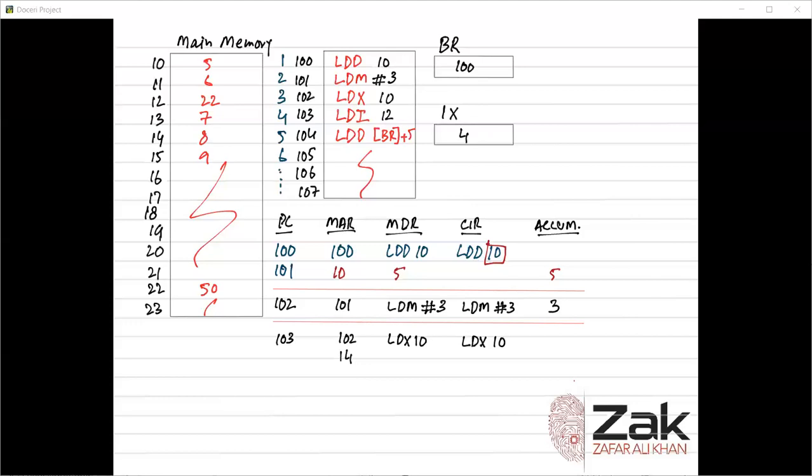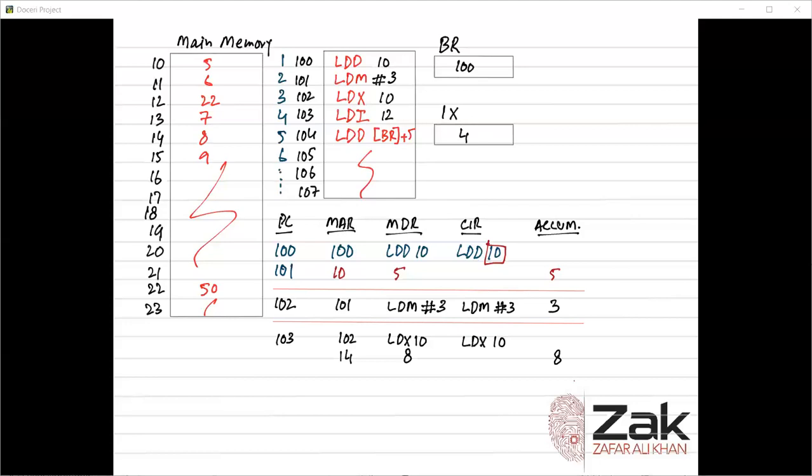It will place 14 in MAR. Why 14? Because 10 plus 4 becomes 14. So CIR knows that the address from where the data needs to be accessed is actually 14. 10 plus 4, so this 14 will be placed in MAR. Now MAR is pointing with the help of address bus to address 14. So from address 14, this 8 will arrive in MDR, and from MDR, it goes to the accumulator.